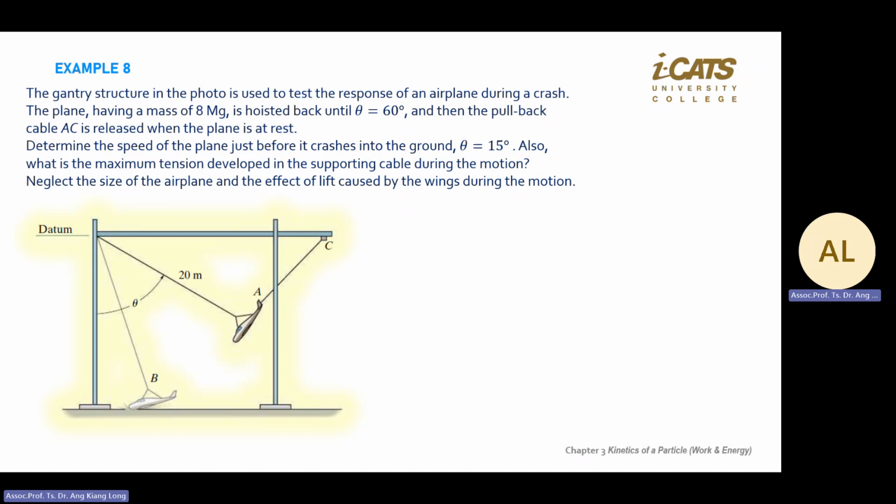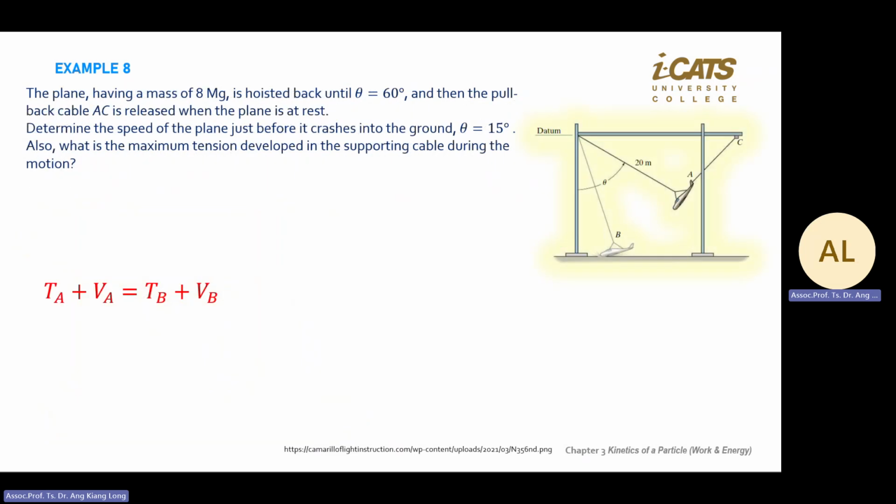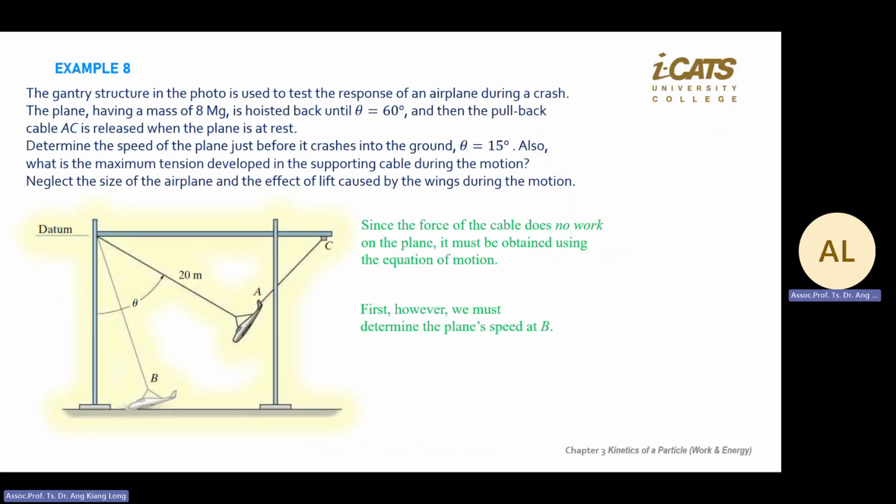So you need to be careful. The datum is on the top, meaning your potential energy will be negative later because it's below the datum. Okay. So can you determine the speed of the plane at B? You can determine the speed of the plane at B if you cut cable AC. What equation do you use? What is constant?